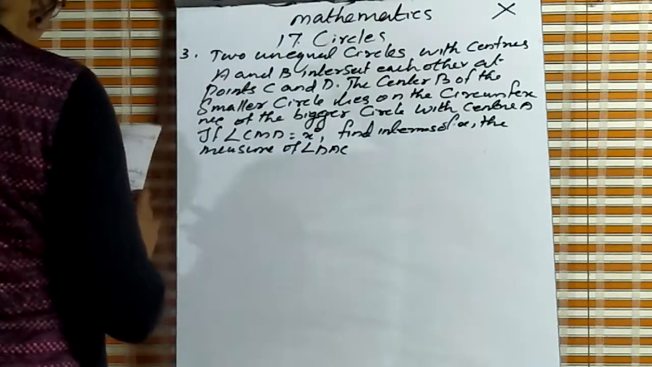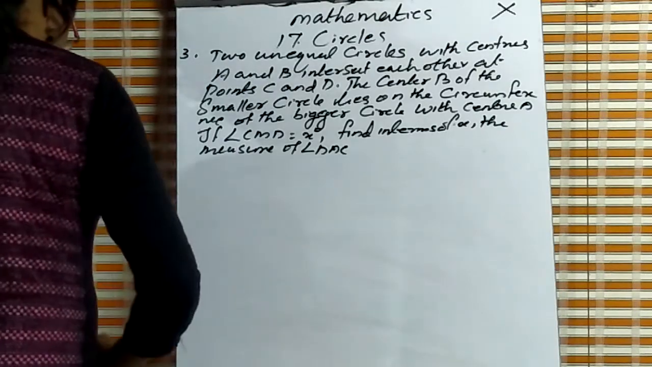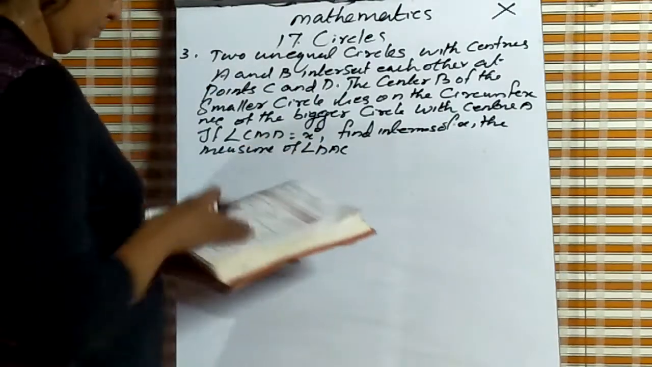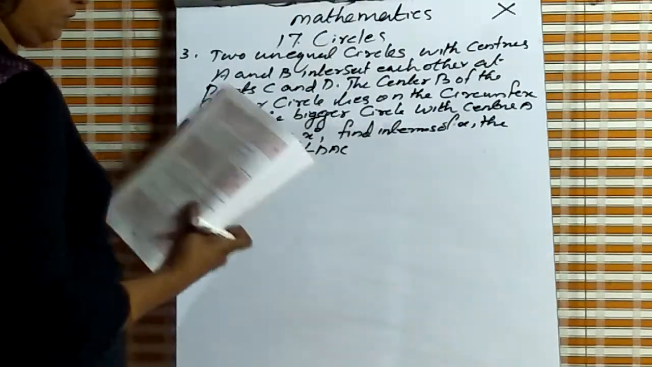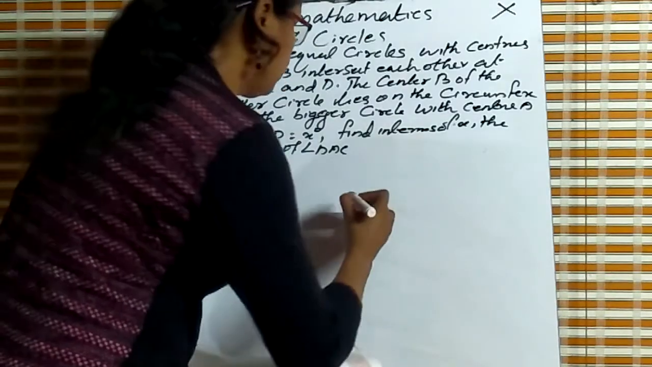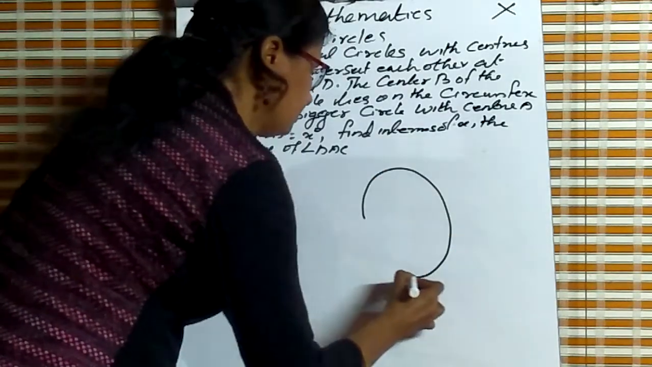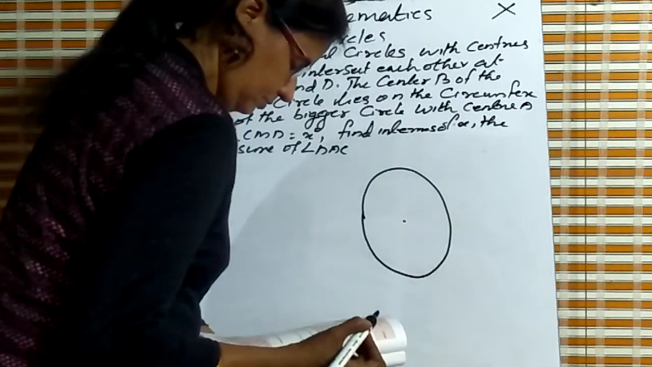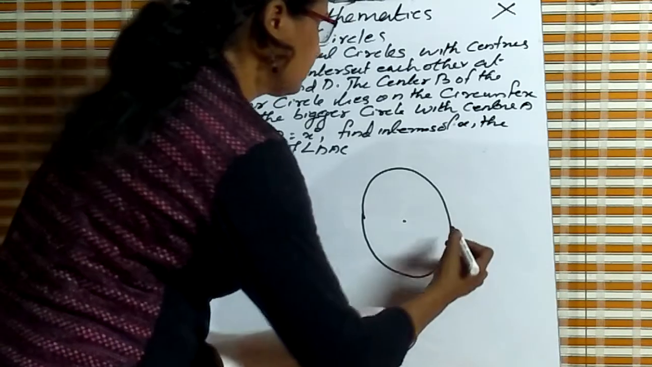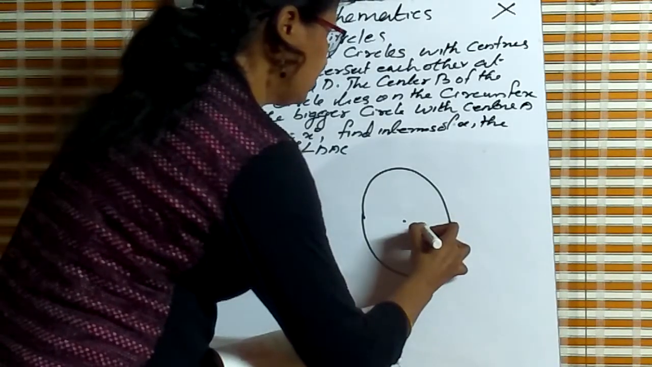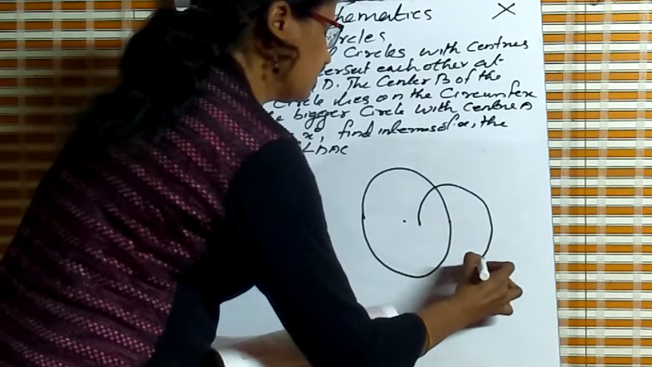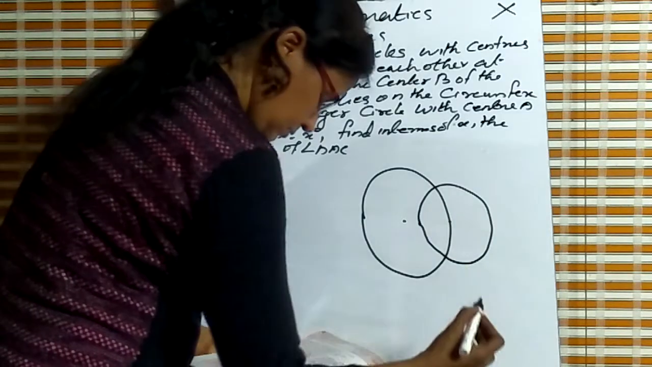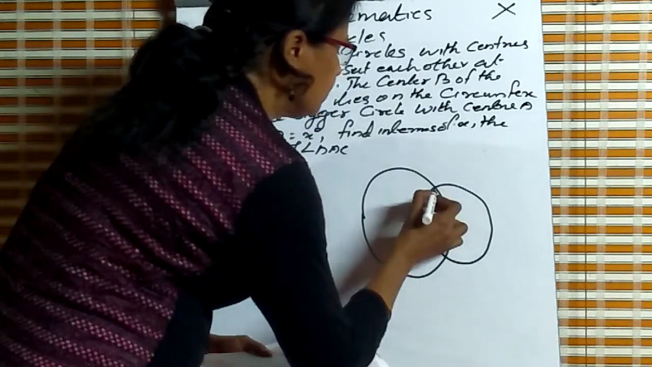Figure. First we draw a larger circle. Its center, this point as center. Draw a smaller circle. This point is B.